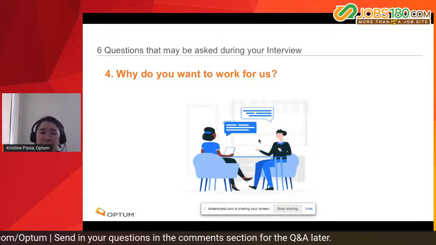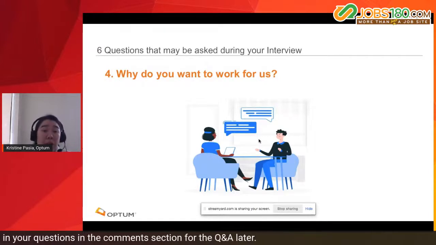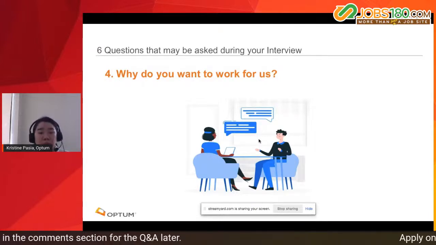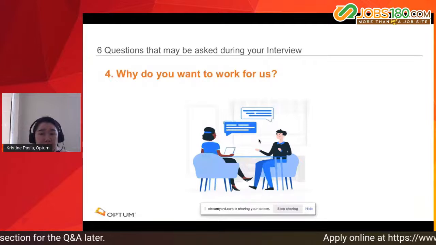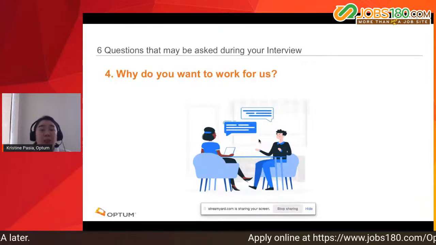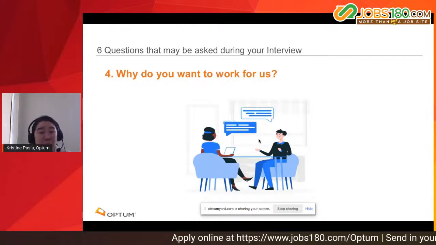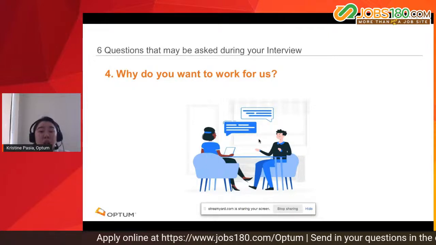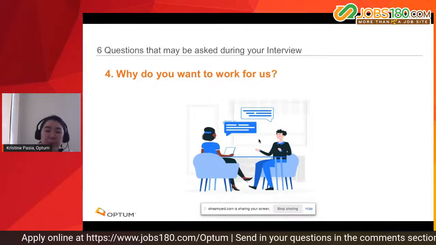So these are the things you have to understand on how you can answer the question of why do you want to work for us. You have to understand the position that you're applying for and the company as well, and also what it can give you. So those are the things that you should share when you answer these questions.